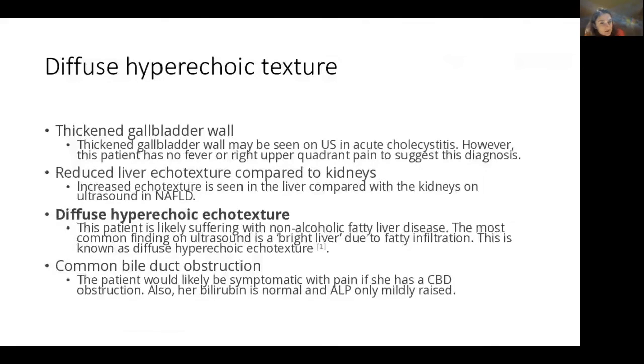There is a bright liver because there's fatty infiltration in it. A thickened gallbladder wall would be more typical in cholecystitis, which is not the kind of pathology that is described in this SBA. A reduced liver echotexture would be the opposite. So you see an increased echotexture in the liver. So that's also called a hyperechoic echotexture. And then the common bile duct obstruction would be a cause of higher, more deranged ALP, and also a very different presentation.